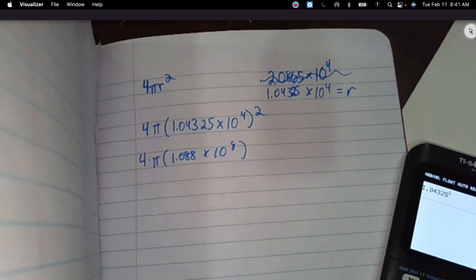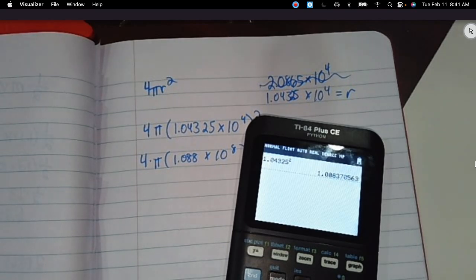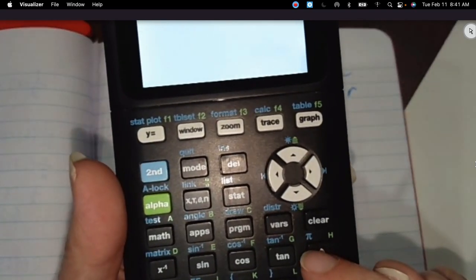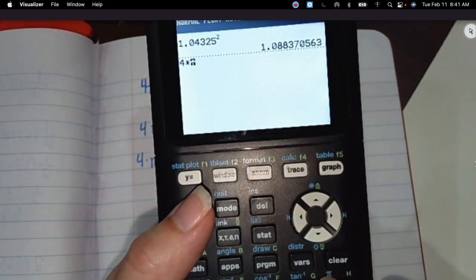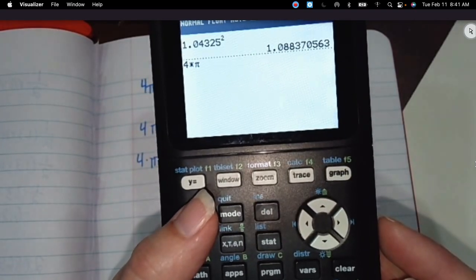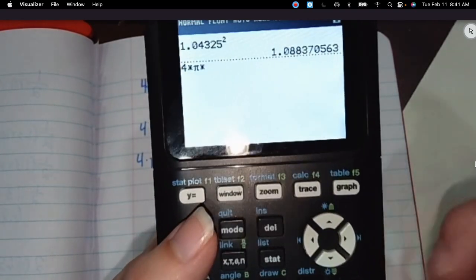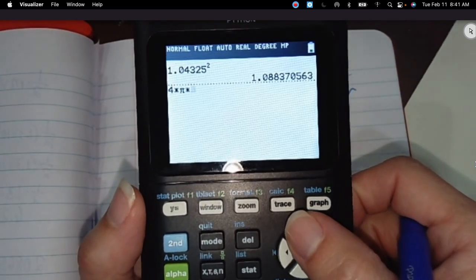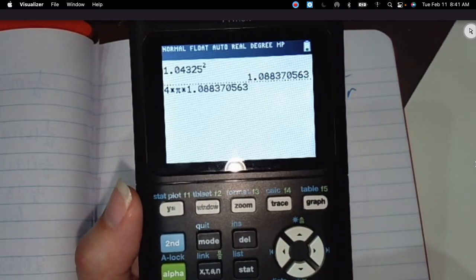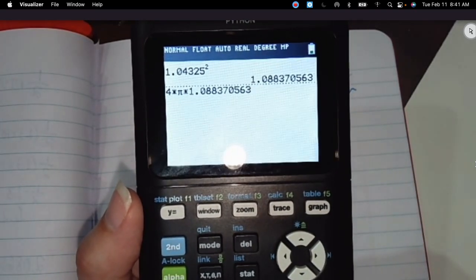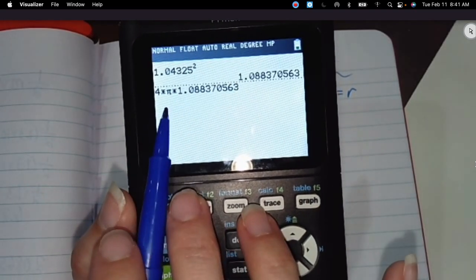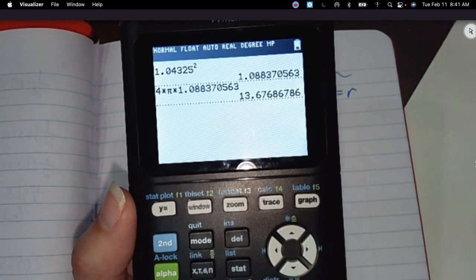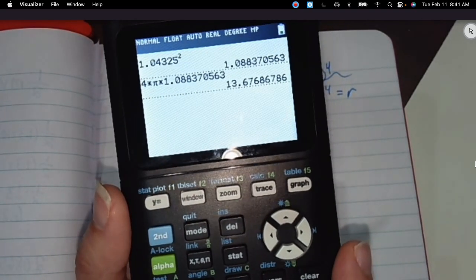So I'm going to do 4 times pi. And y'all, there's this pi button on the calculator. It's right here in blue. I'm just going to press second and that button. And look, there's pi. Is everybody okay with that? Times, and I want this number up here. What's great about these calculators, instead of typing all that in, I'm just going to go up to it and press enter. So I don't have to type it in. So I've got 4 times pi times that number right there. And what does it give me? 13.677. Is everybody okay with that?